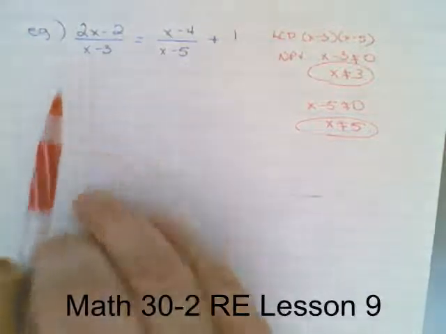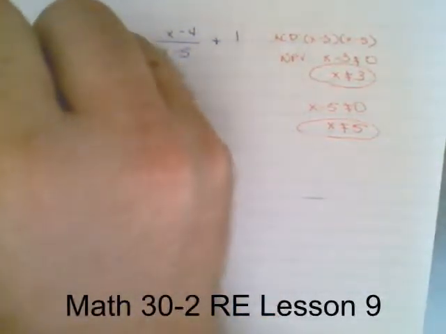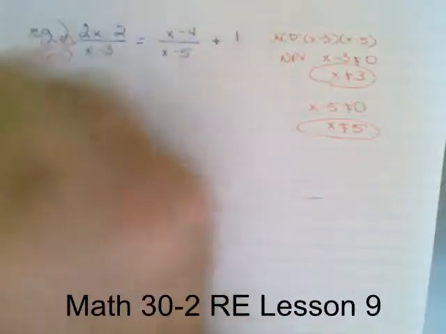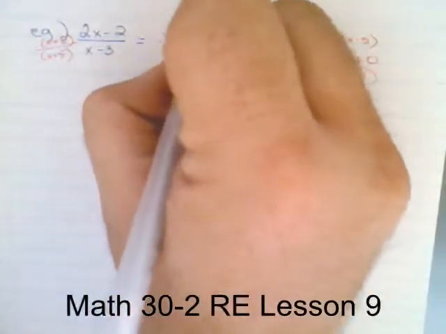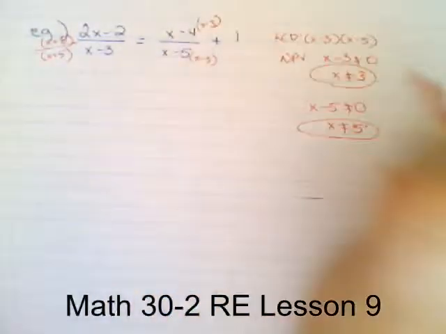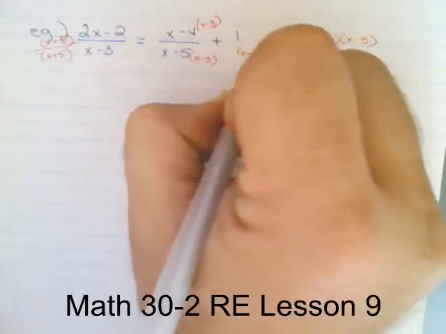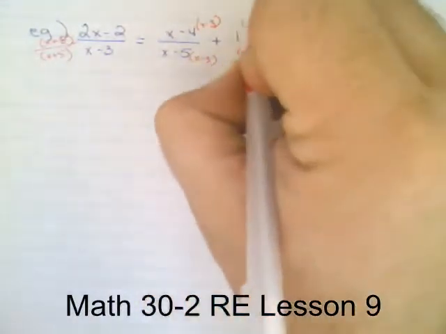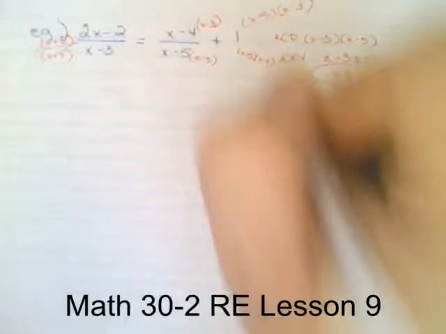Looking at my rational expressions, here I need to multiply by x plus 5. Whatever I do to the bottom, I have to do to the top. Here I need to multiply by x minus 3. Whatever I do to the bottom, I have to do to the top. Here I need to multiply by both x minus 5 and x minus 3. Whatever I do to the bottom, I have to do to the top.